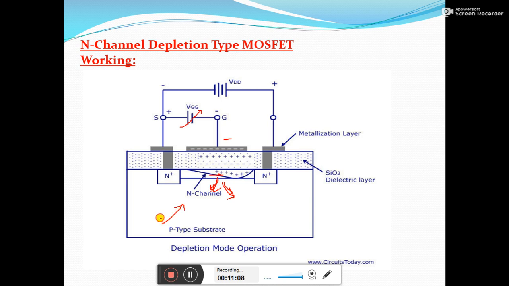So these holes and the attracted holes and the repelled electrons, they combine with each other, or they recombine with each other. So there is a recombination happening here between the repelled electrons as well as the attracted holes from the substrate. And the level of recombination of electrons and holes depends upon the magnitude of VGS.